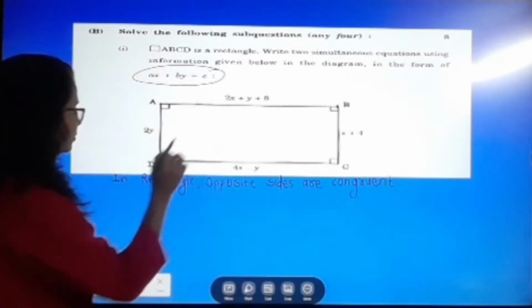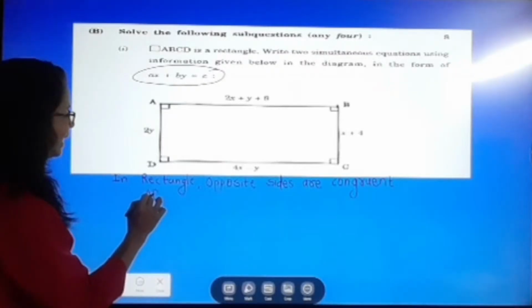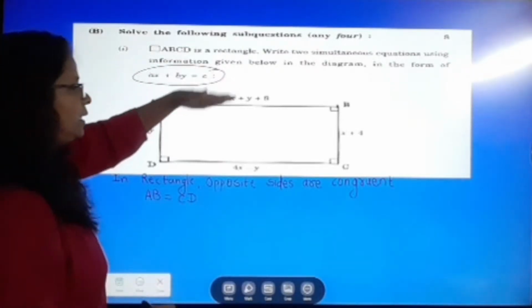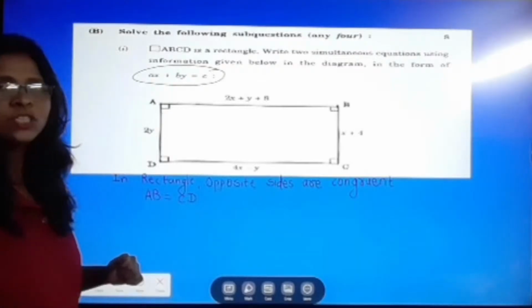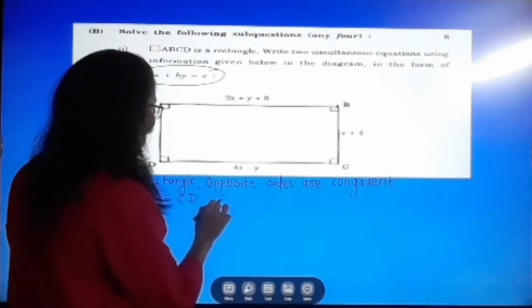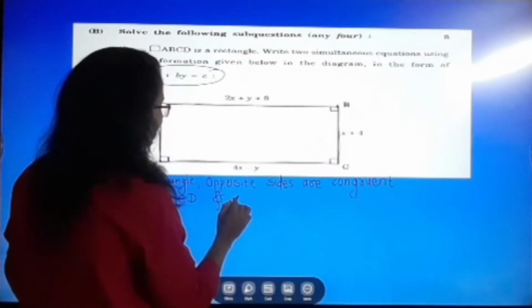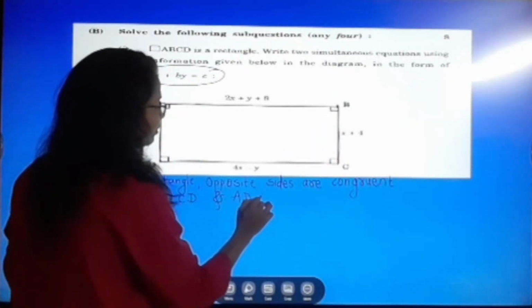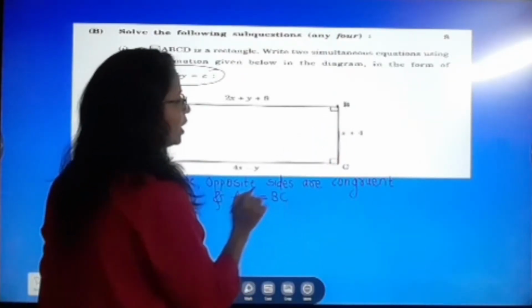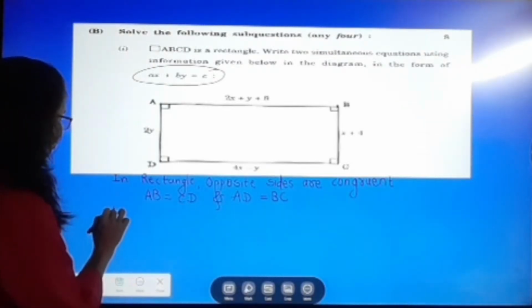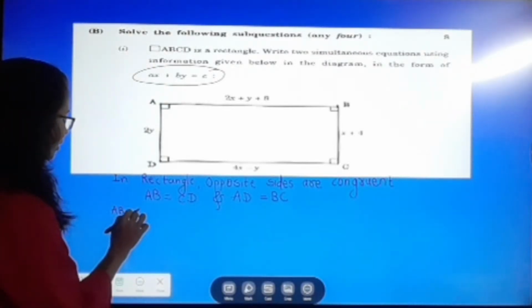Okay, and that means, students, here AB is equal to CD. Okay, students, and here also we can say that AD is equal to BC. So first we take out AB is equal to CD.